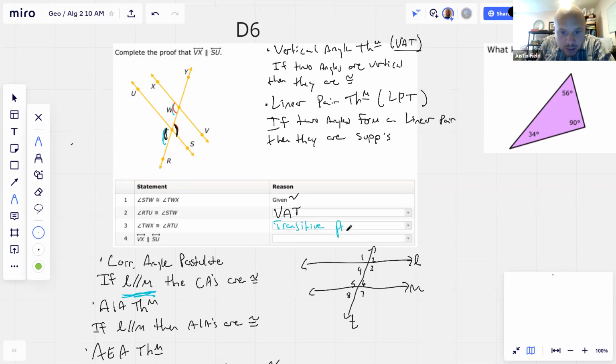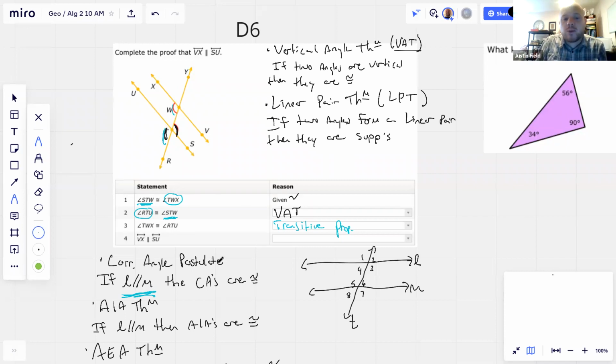Transitive property. You see the TWX in the first statement, and we see the RTU in the second statement, and we see the STW in both of them. So the STW connects the other two. Okay, but we do see the blue angles in the picture are corresponding angles.